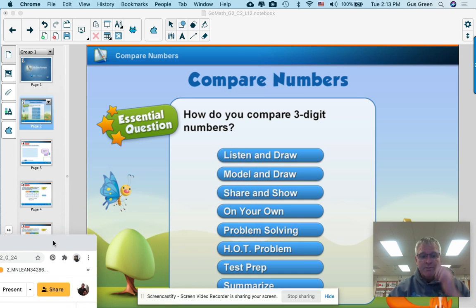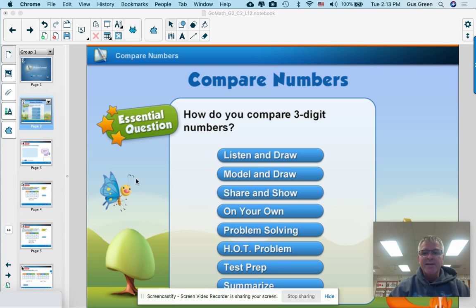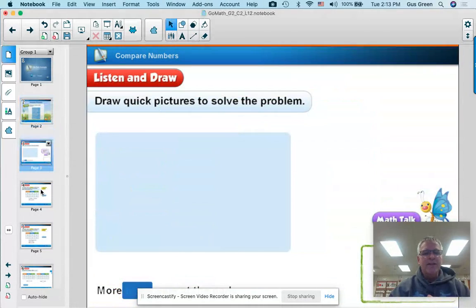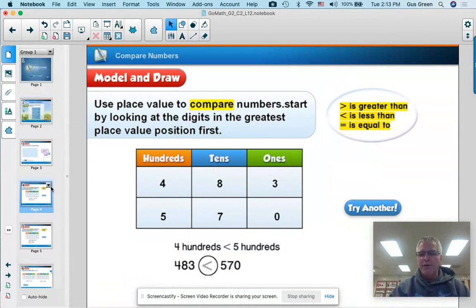I'm going to go ahead and walk you through the last lesson for Chapter 2, Lesson 12. And we're going to look at how you compare three-digit numbers. And unlike the last 2 days, this time we're not going to draw the numbers. We're just going to look at the digits. So here's a couple of examples.